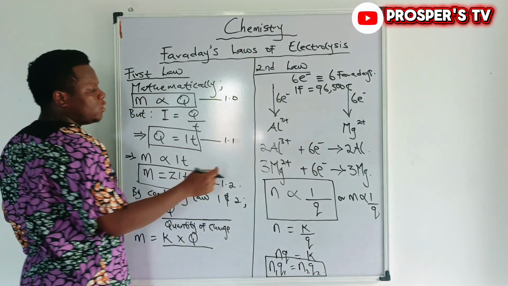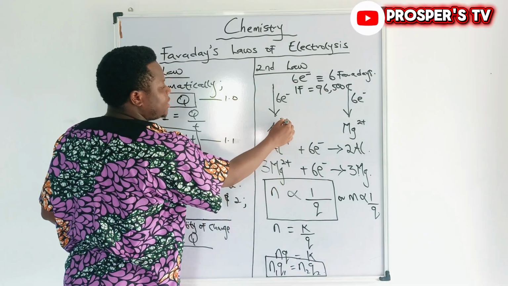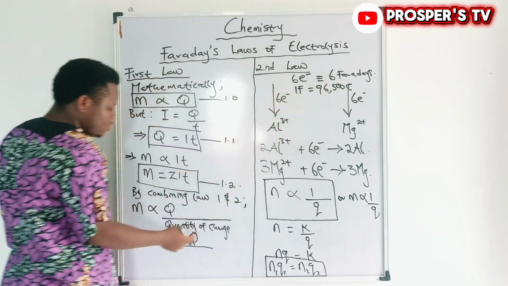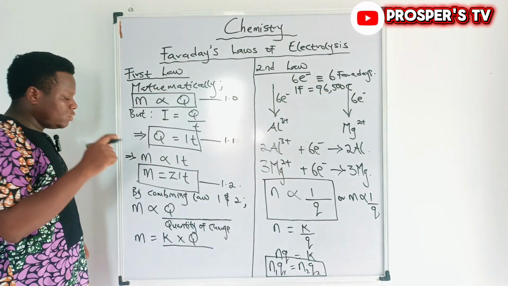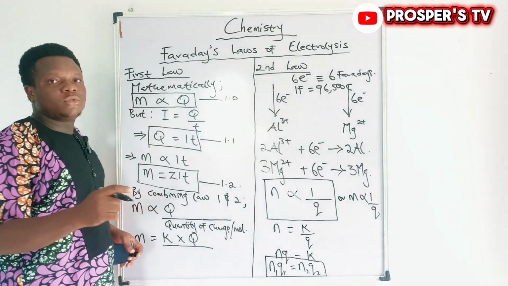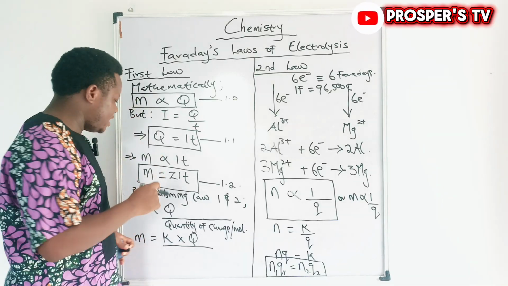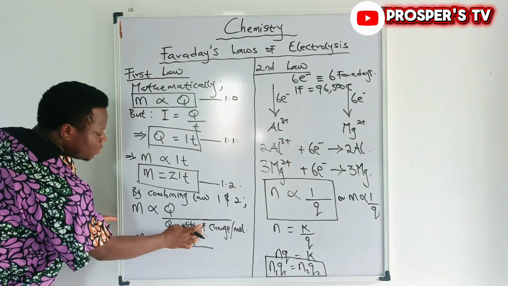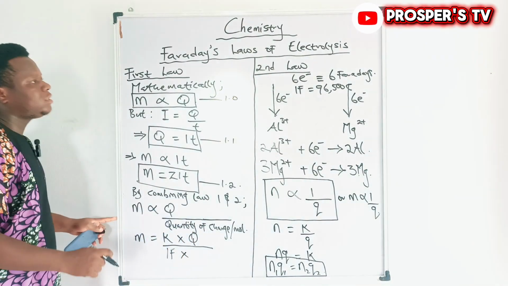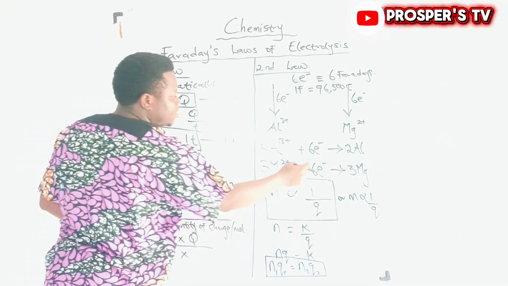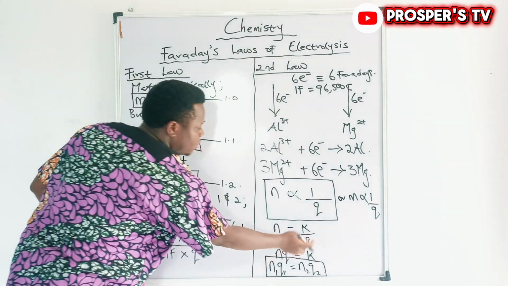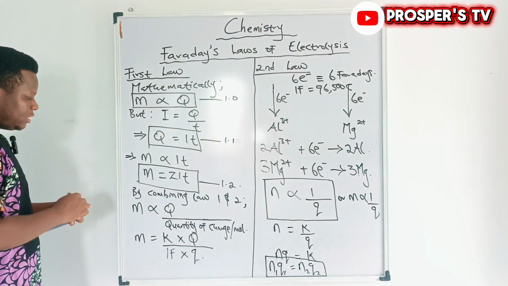Remember, the total quantity of charge will be gotten by multiplying the charge here, which is 3 in the case of 1 mole of aluminium. If you multiply 3 with 96,500, you are going to have your quantity of charge that is needed. Quantity of charge per mole, meaning the quantity of charge that is needed to discharge 1 mole of that particular element. So I have K times Q. To get this denominator, it's going to be the value for 1 farad times the charge that you have on top here, which is small letter q, according to the second law. So this is what we have.